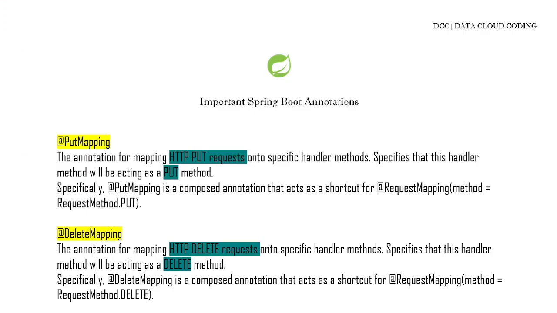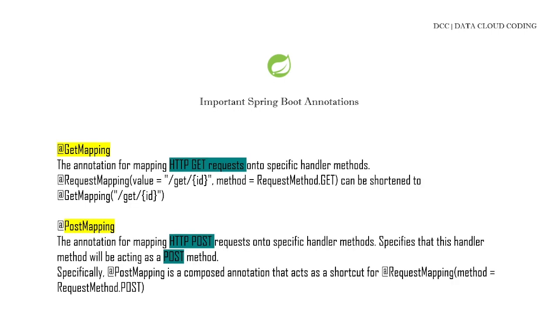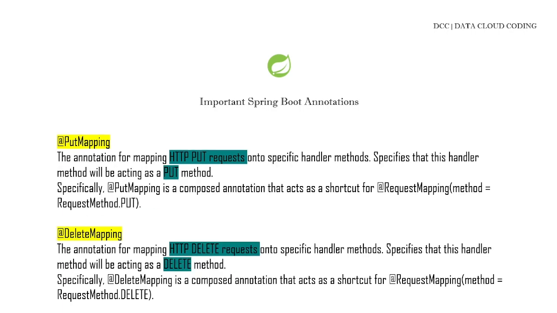Now talking about put mapping, this annotation is used for mapping HTTP put requests onto specific handler methods. So earlier we talked about post and get mapping. Now, if I want to implement a put method, I can use the @PutMapping annotation. And similarly, if I want to implement a delete method in my application, I can do that using @DeleteMapping. Okay, so we are done with @GetMapping, @PostMapping, @PutMapping, and @DeleteMapping.